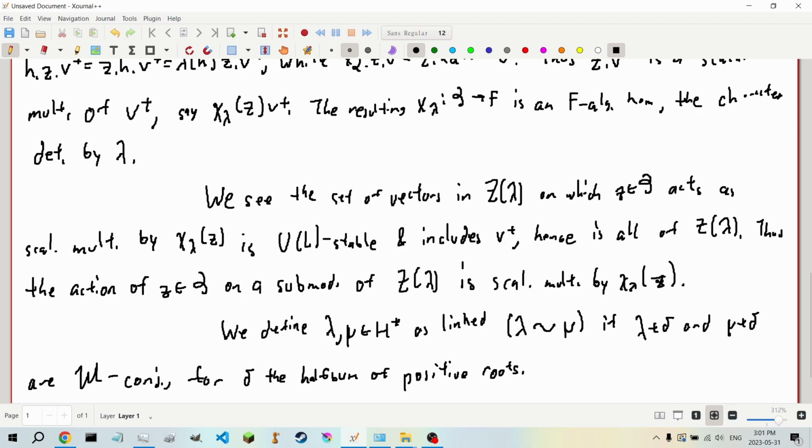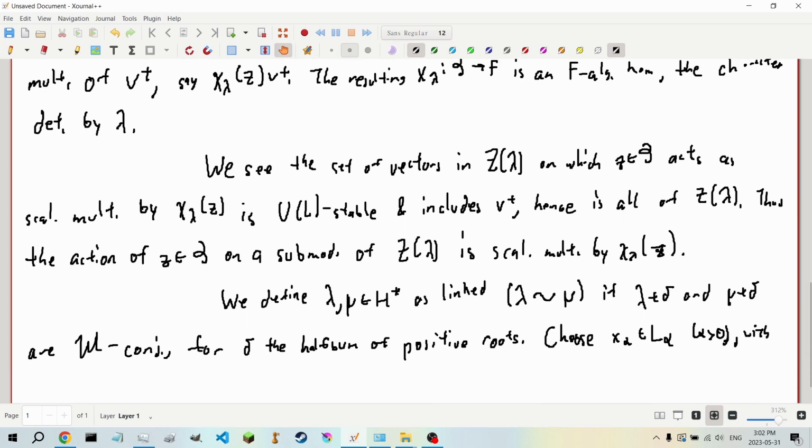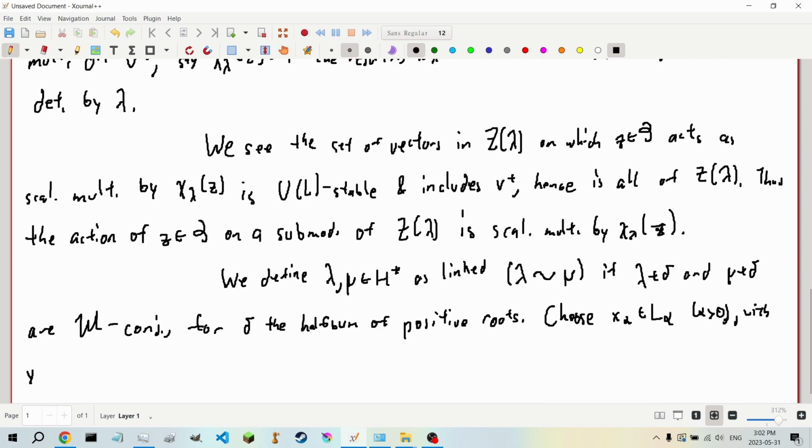Now we're going to choose, I don't know if this is set up for the proposition because it doesn't look like it's being used much overall, but choose x alpha in the root space of a positive root, with y alpha in the negative root space, such that the bracket of x alpha and y alpha is h alpha.